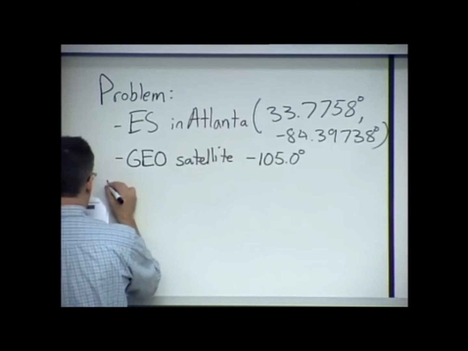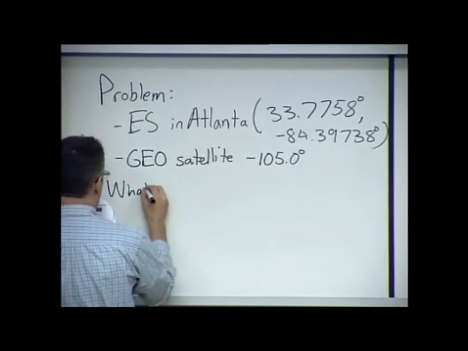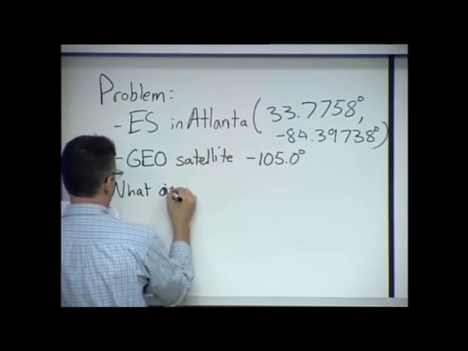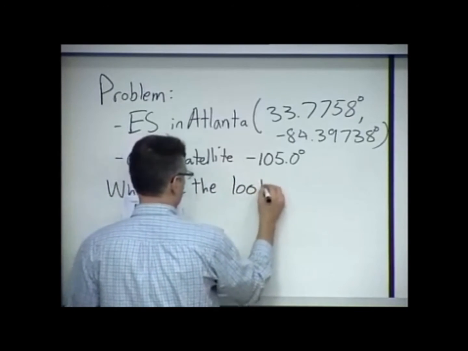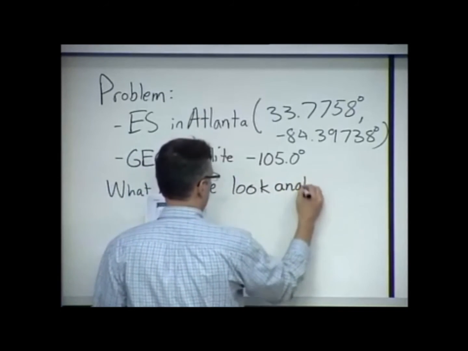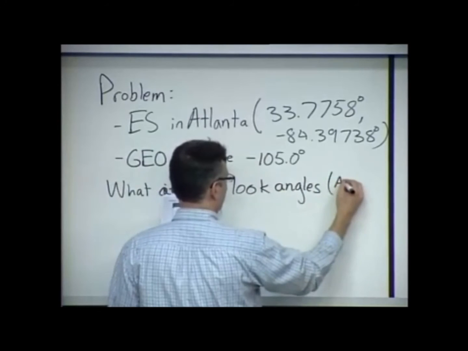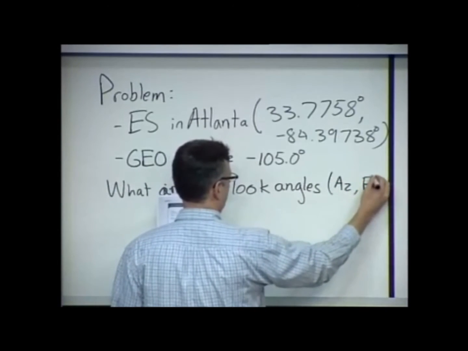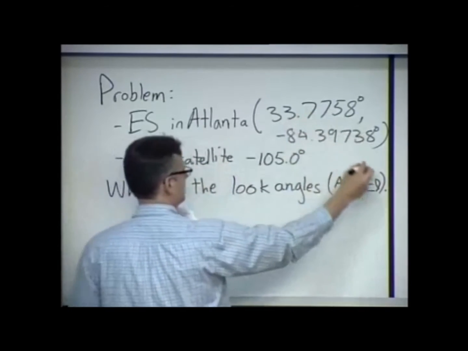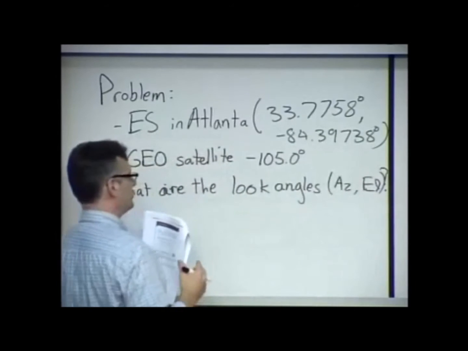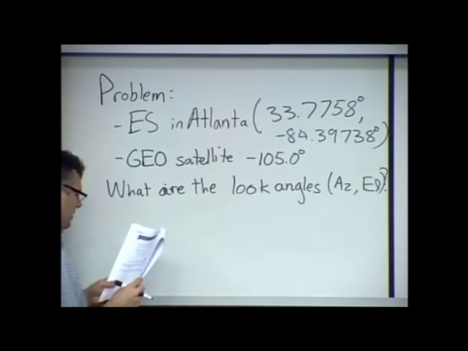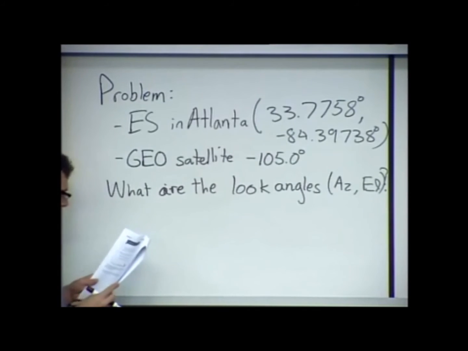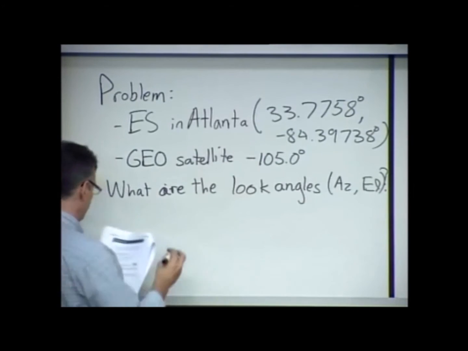So, what are the look angles? That would be the azimuth and elevation that this Earth station should dial up on its antenna to point it towards the satellite. Okay, so first a couple supplemental pieces of information.